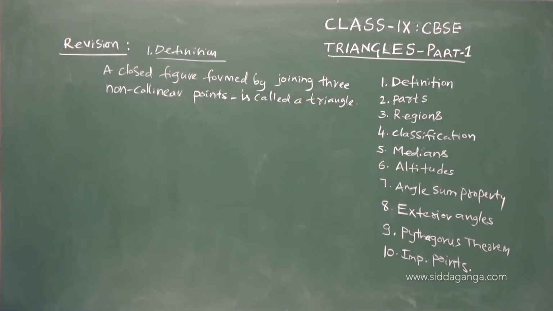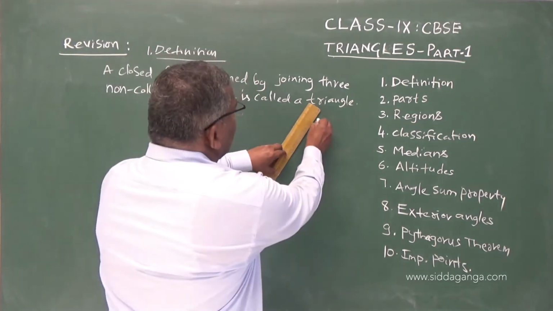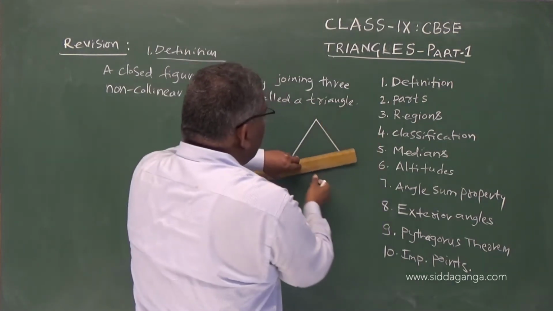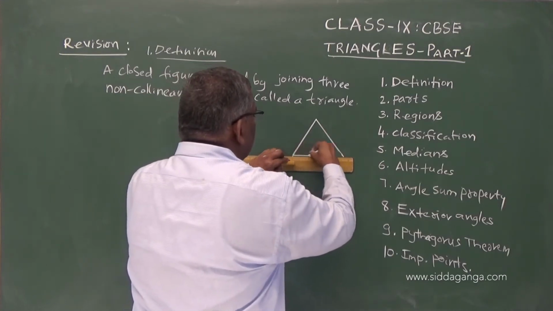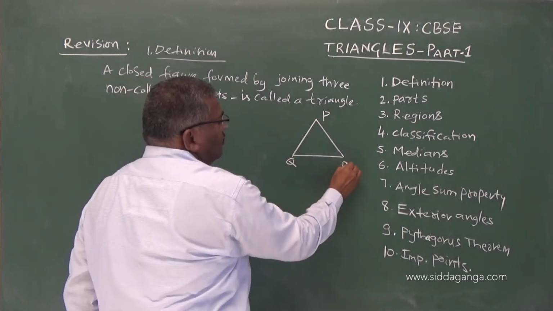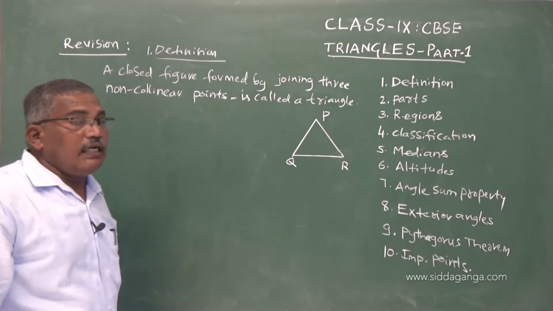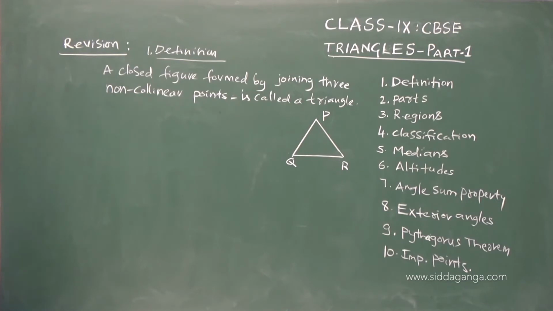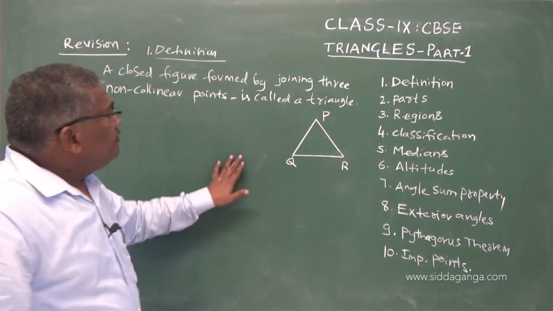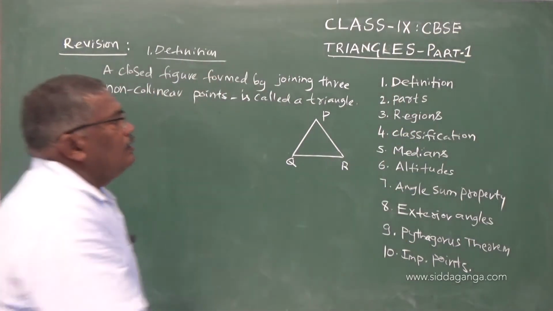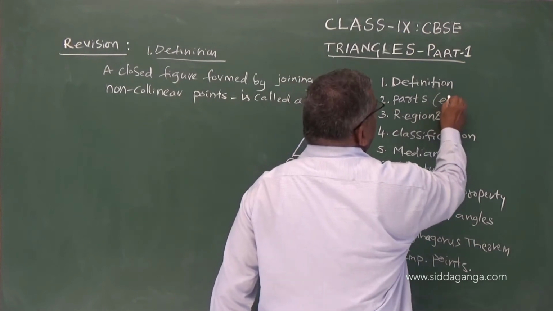Now you can have a small diagram. I will draw a diagram here. This is PQR, a triangle PQR. I know you have learned these things in your previous class, but I wanted to quickly revise so that you can understand the next topics very easily. So now, the second word is parts, or I will write it as elements.